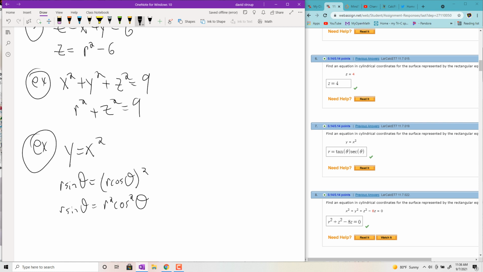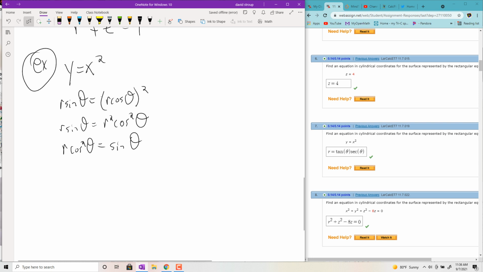So anyways, first I want to divide both sides by r and then flip sides, so I get r cosine squared theta equals sine theta. Then I'm going to divide both sides by cosine squared, so I get r equals sine theta times 1 over cosine squared theta, and 1 over cosine squared is secant squared, so r equals sine theta times secant squared theta.